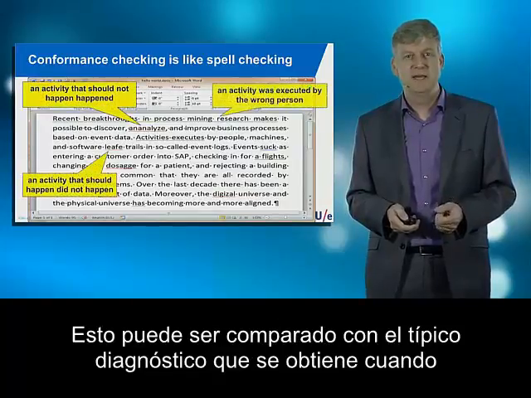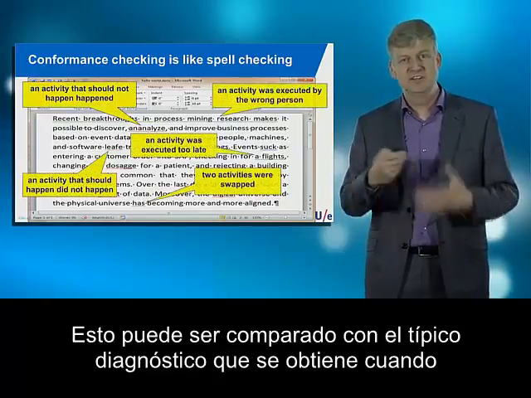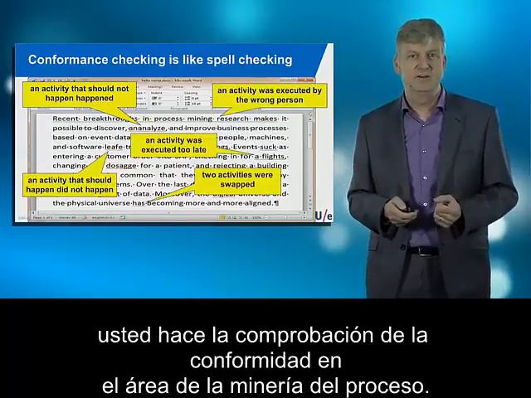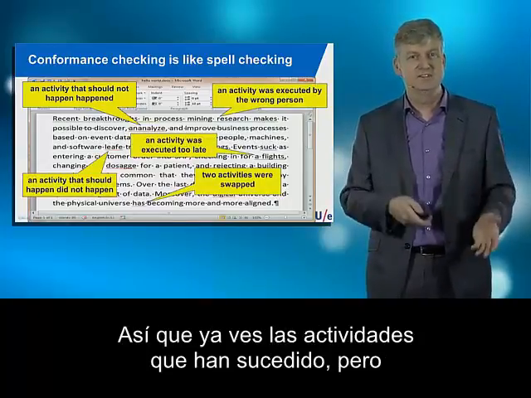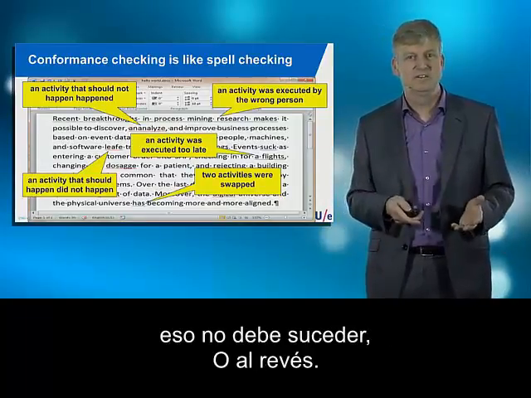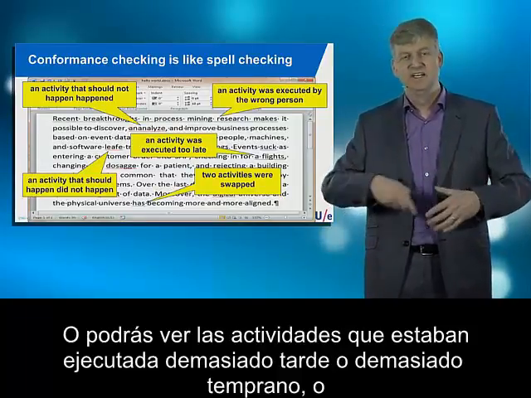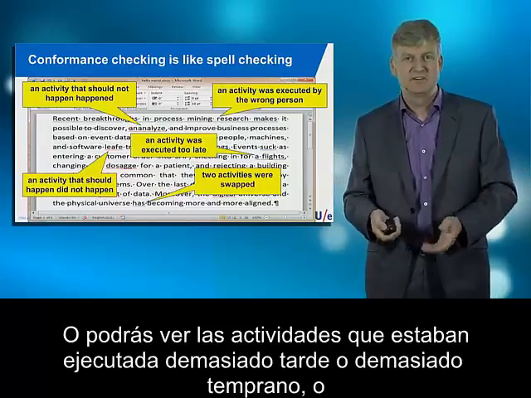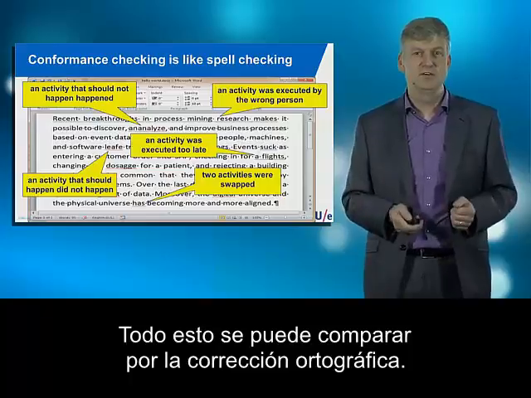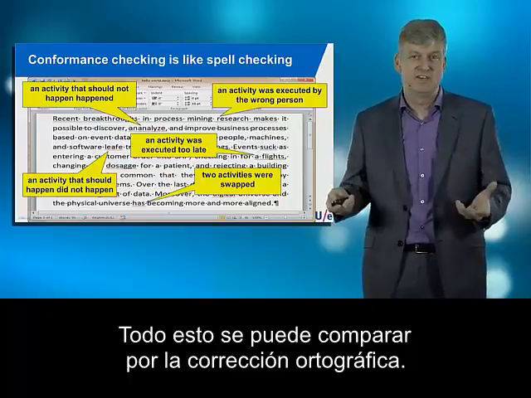This can be compared to the typical diagnostics that you get when you do conformance checking in the area of process mining. So you see the activities that have happened but that should not happen, or the other way around. Or you will see activities that were executed too late or too early or by the wrong person. This can all be compared to spell checking.